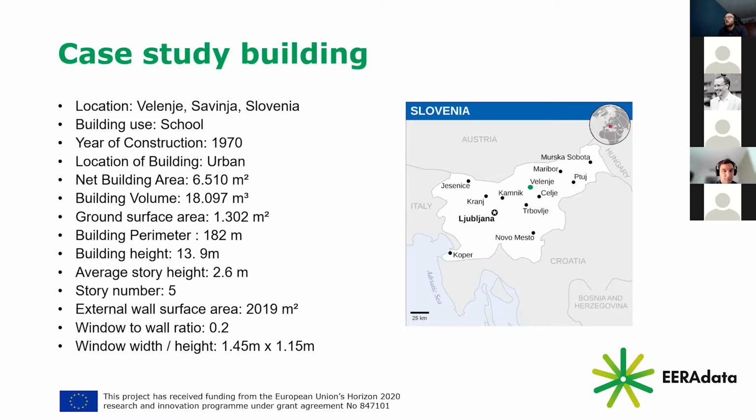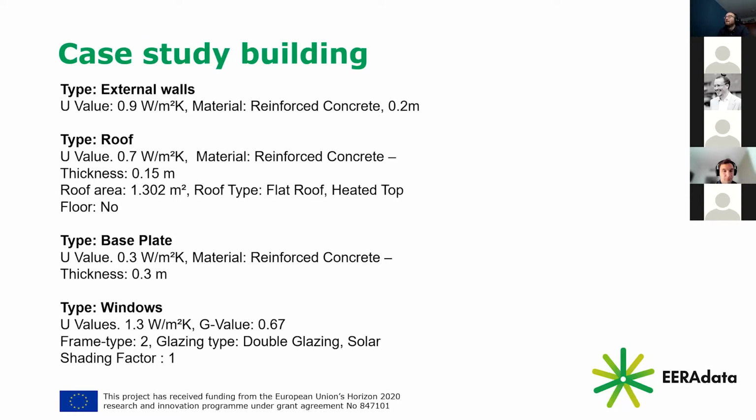So here we are in Belenie. We have a school built in 1970. This is an urban location. I won't go too much into the details. I have just the numbers that you can relate to and read. We have a 5-story building, window to wall ratio 0.2, for the technicians and engineers among you. And then we have the external wall insulation.